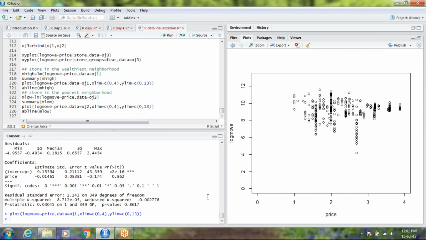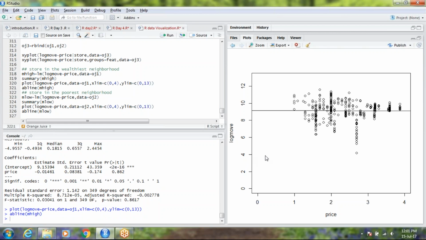This is the plot between log move and price, and if I want to fit an abline, a line which shows the trend, I have this command, abline with the model. It shows that not much variation is there between the two. So it is actually a steady line.